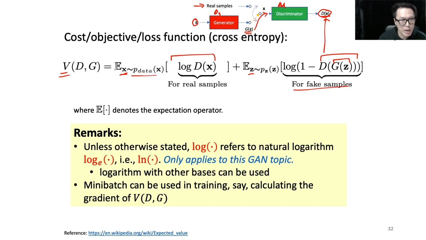Just to remind you, this E as well as this E right here is the expectation operator. Refer to this link if you do not know what it is. So we are going to compute the expectation of the information right here. There are two remarks. When we use the log, it actually refers to the natural log, that is the log with base e.